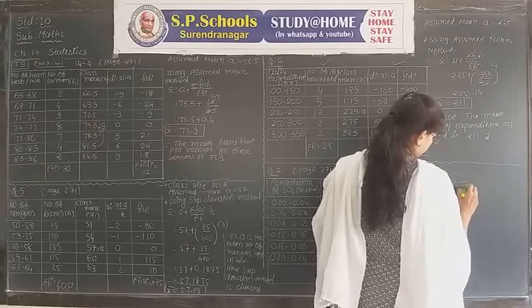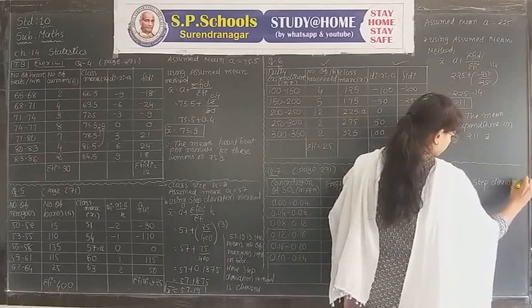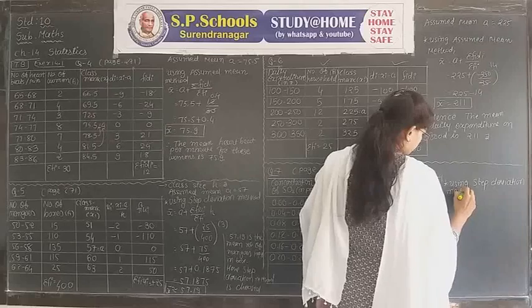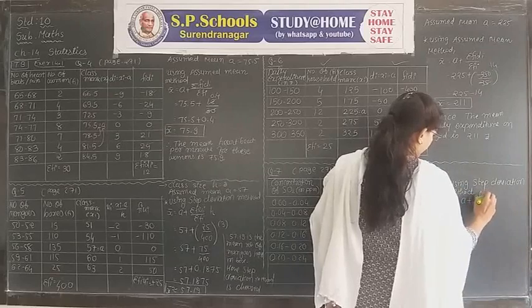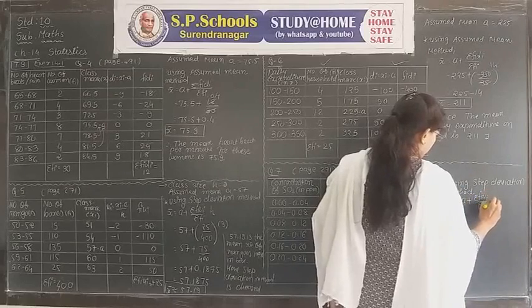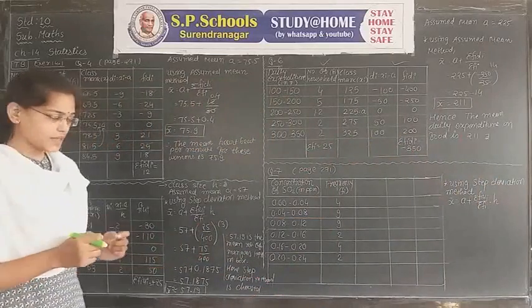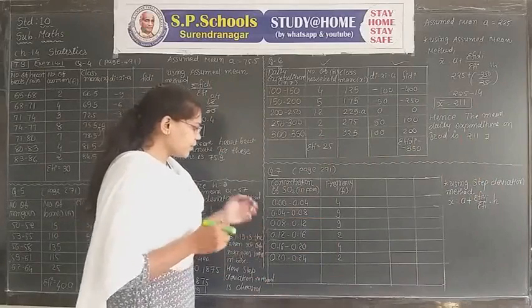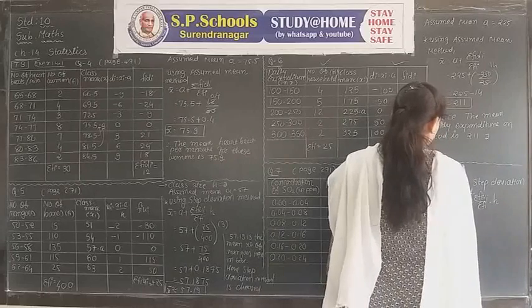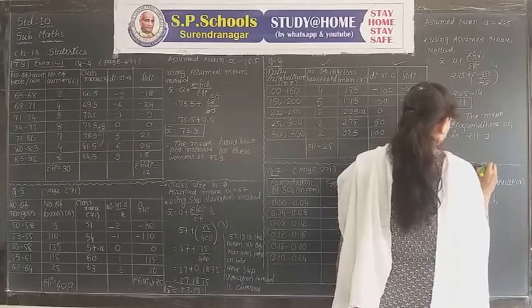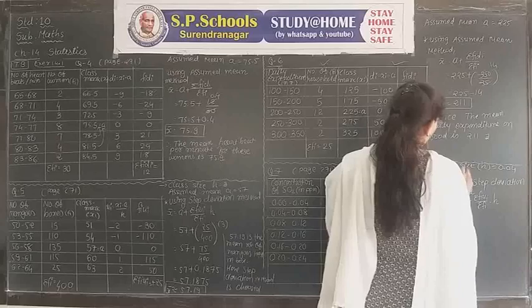Using the step deviation method, the formula is x bar equals a plus sigma Fi ui upon sigma Fi, into h. For that we require h first. h is the same in all class intervals. Yes, it is the same, which is 0.04. The class size h is equal to 0.04. And next we require our assumed mean.